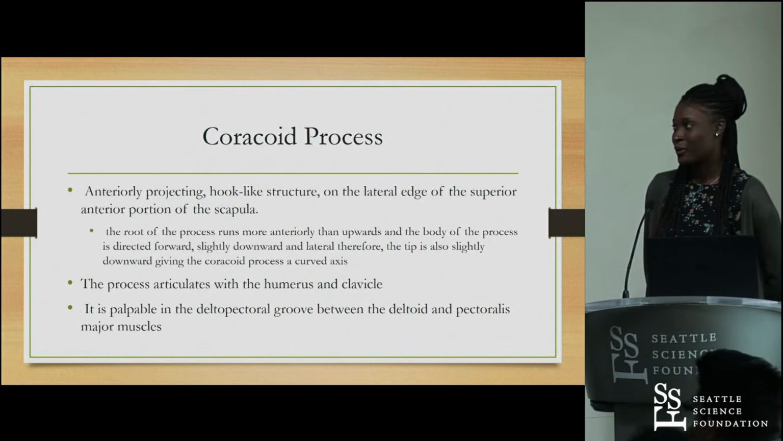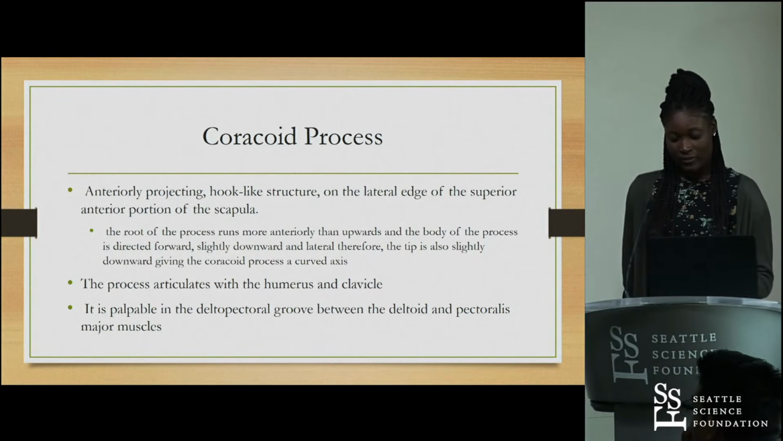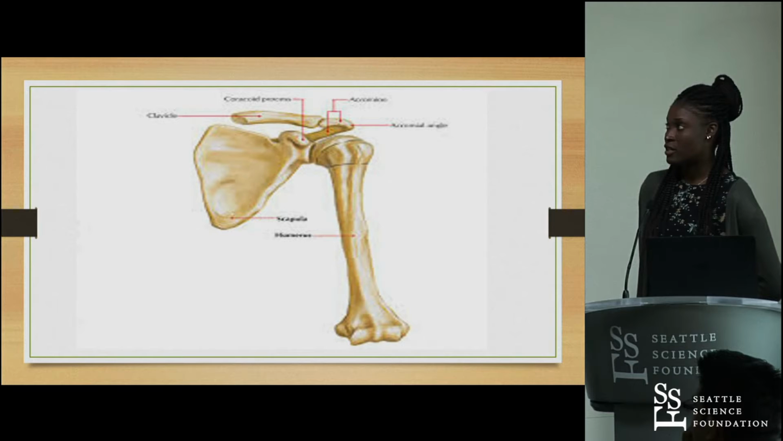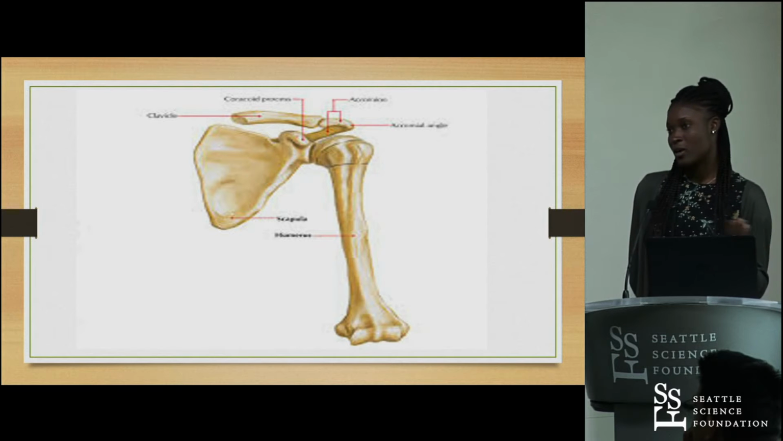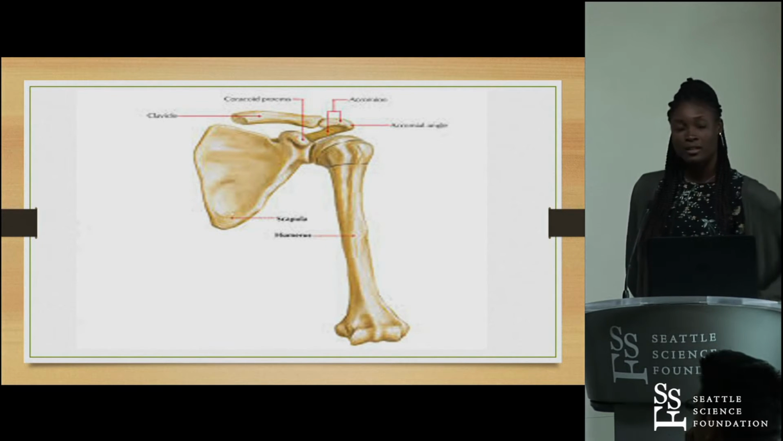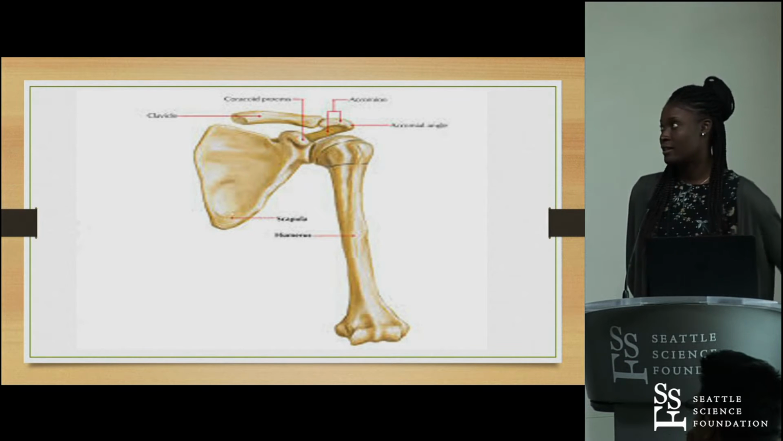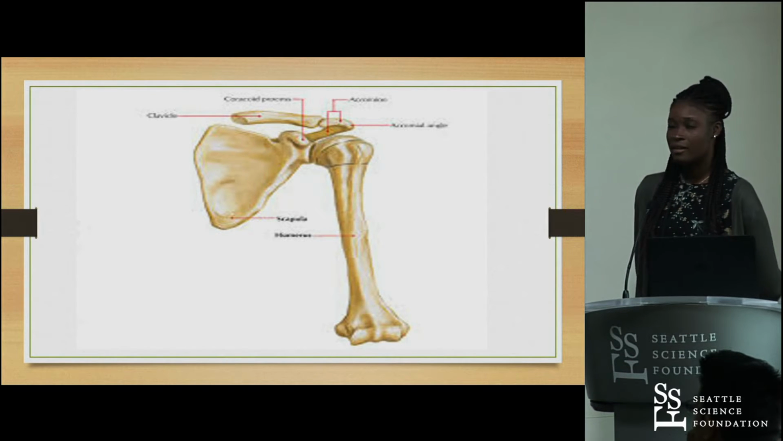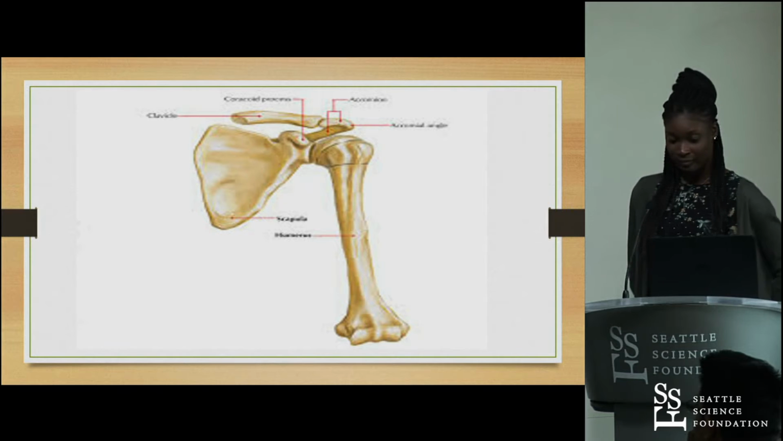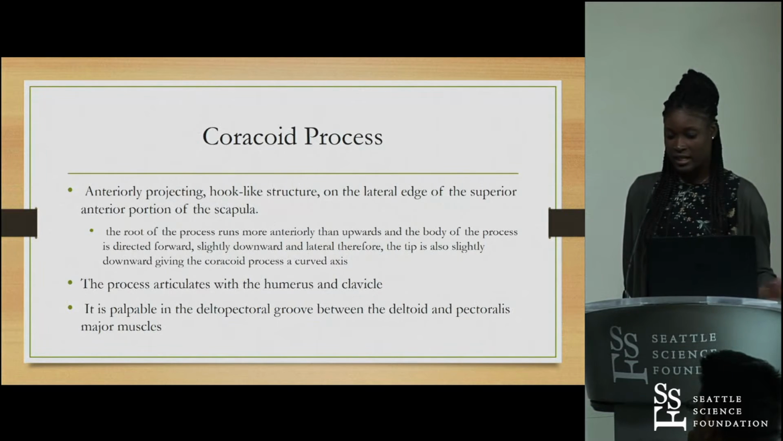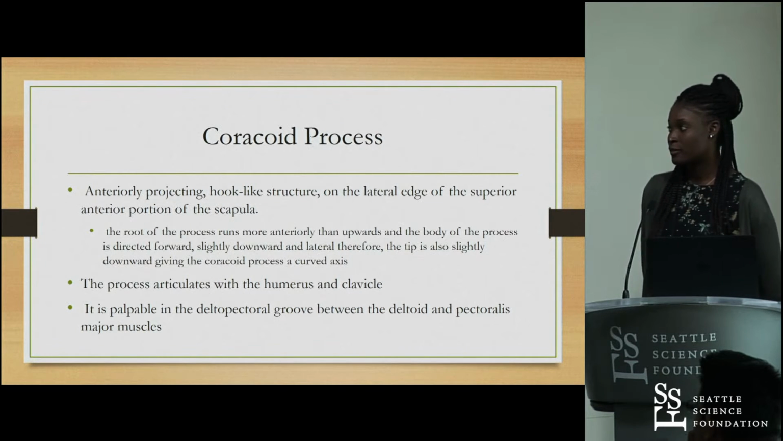So just a little bit about the coracoid process. From this picture, we can see that it is an anterior projecting structure. If you look at the root of the process itself, you'd see it goes a little bit more anterior than it does upwards. The body is facing downwards, but also pointing anterior, and the tip of the process is more or less pointing downwards. So the axis of the coracoid is described as curved.